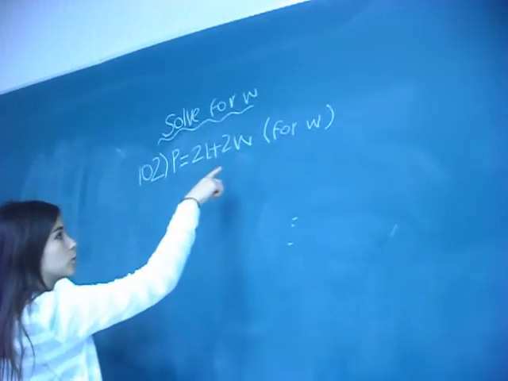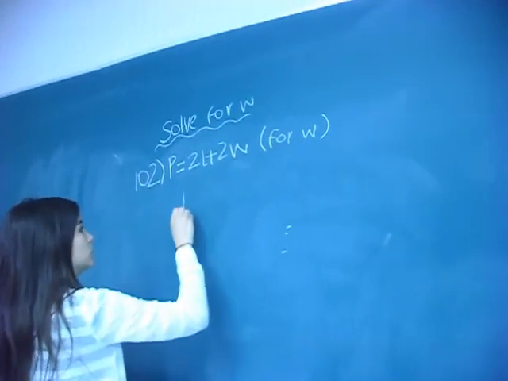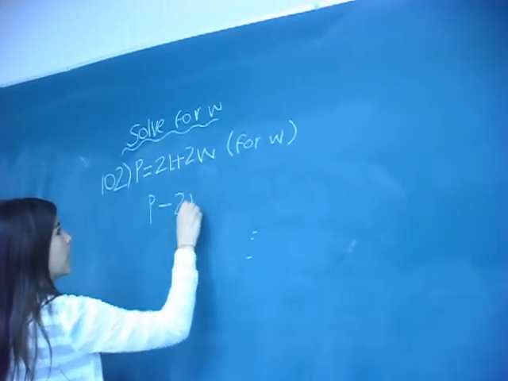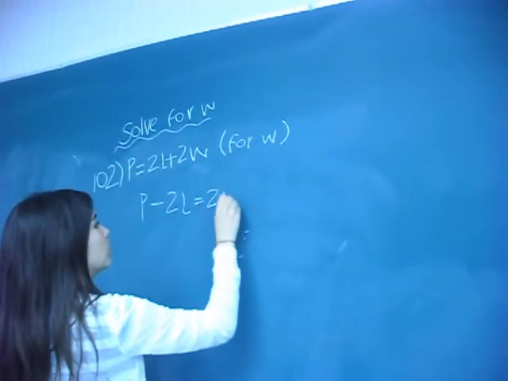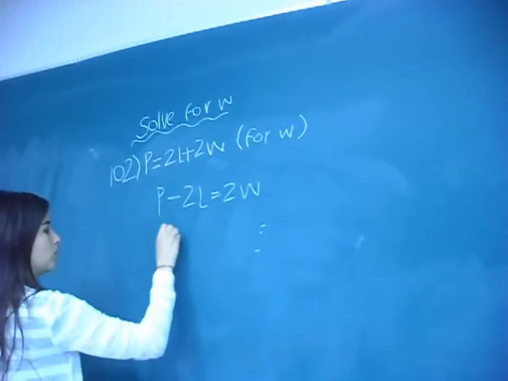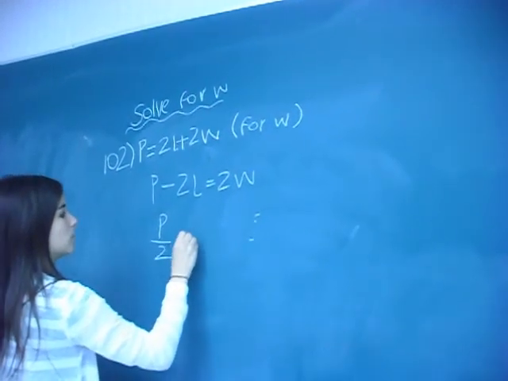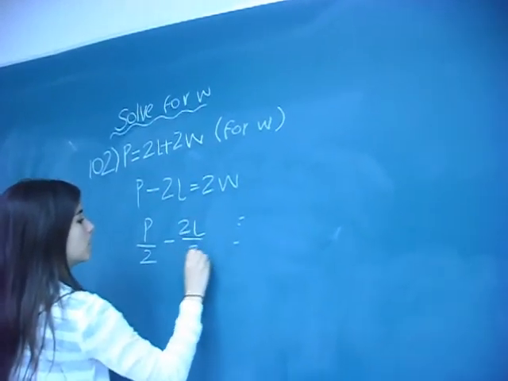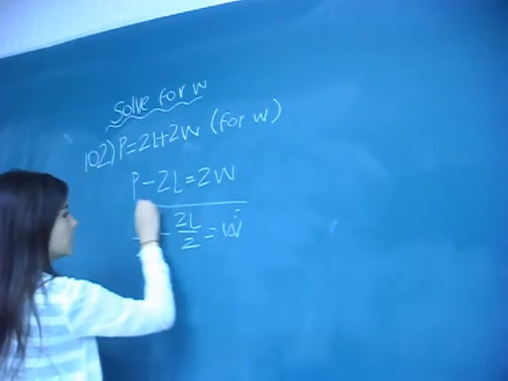You need to solve for 2w. So first you put p minus 2l equals 2w, and then you need to pass the 2 dividing. So you put p divided by 2 minus 2l divided by 2 equals w, and this is your answer.